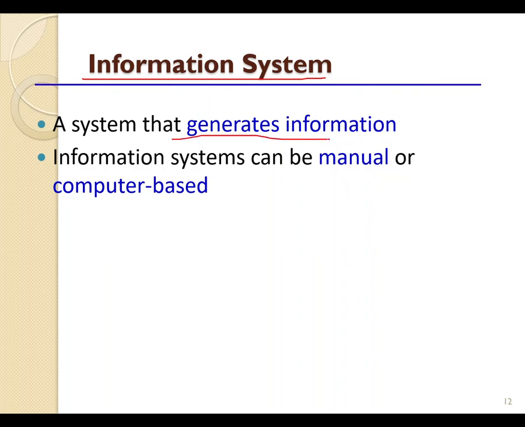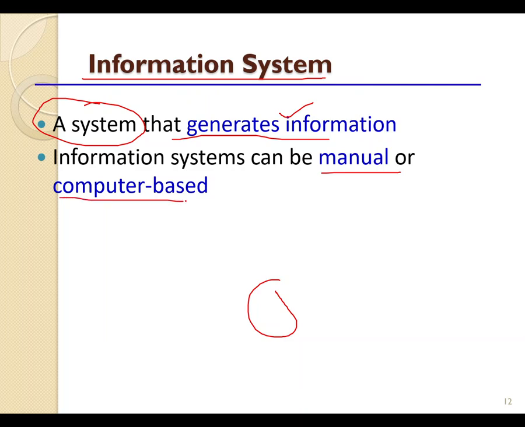A system that generates information. So an information system means it's a system, or a unit, a block, a gadget to generate information. It can be manual. My early work is manual, where it uses papers and pens. So that's a manual system. Or else it would be a computer-based system.